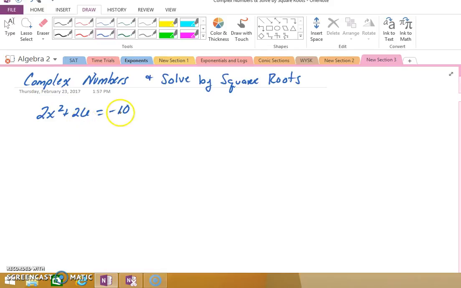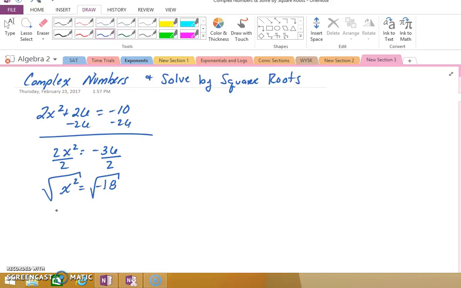So what we're going to do is start off by subtracting that 2x from both sides. And that's going to leave us with 2x squared equals negative 36. Then what I want to do is divide both sides by 2, and I get x squared equals negative 18. Then solving by square roots would tell me to take the square root of both sides. So that would leave me with x equals plus or minus the square root of negative 18.